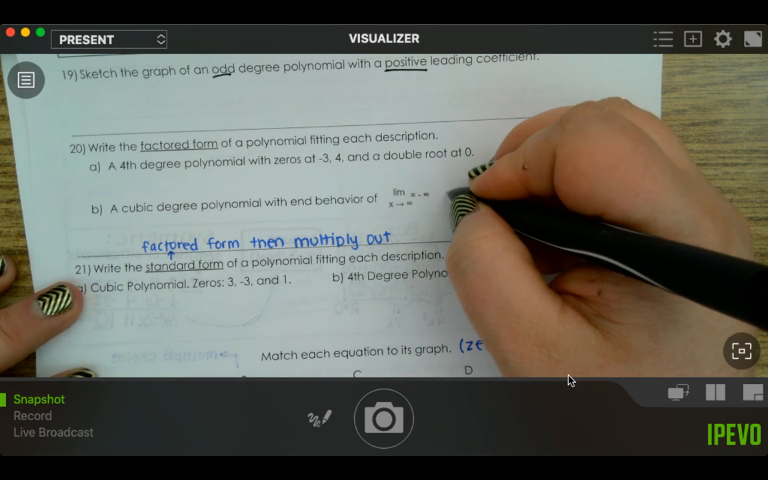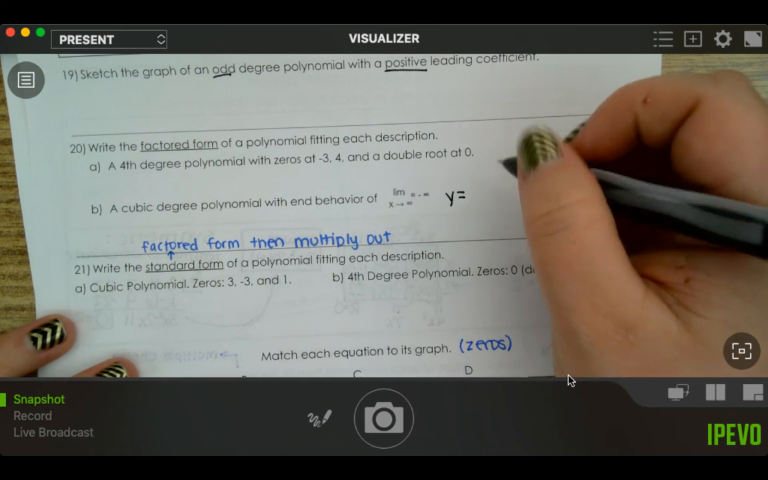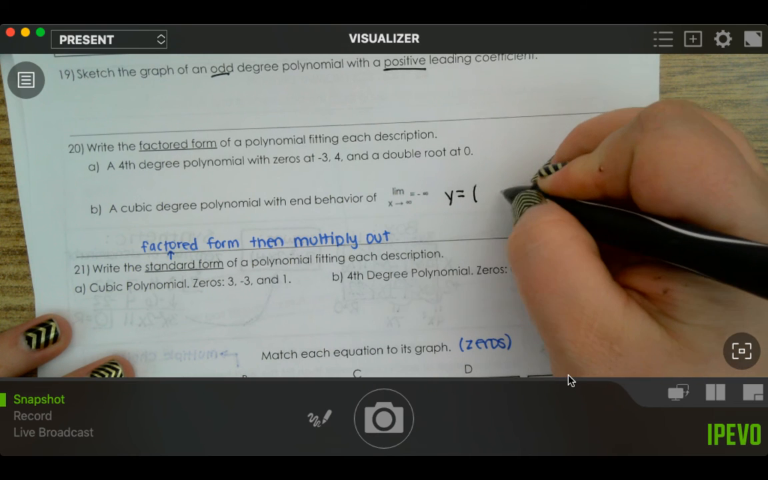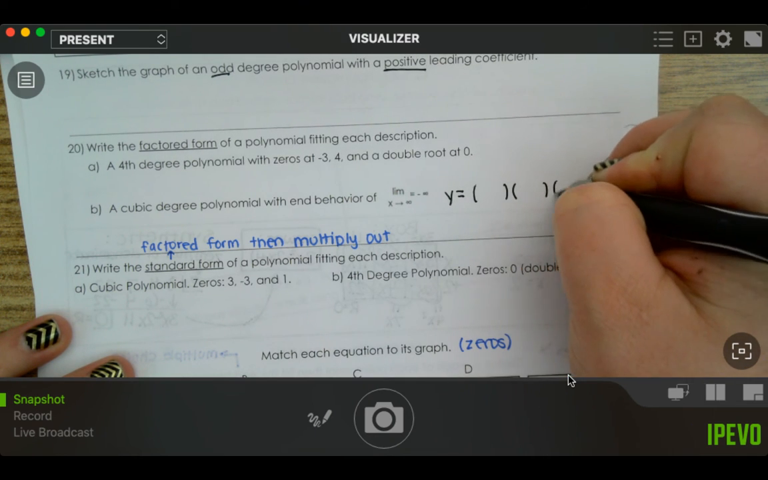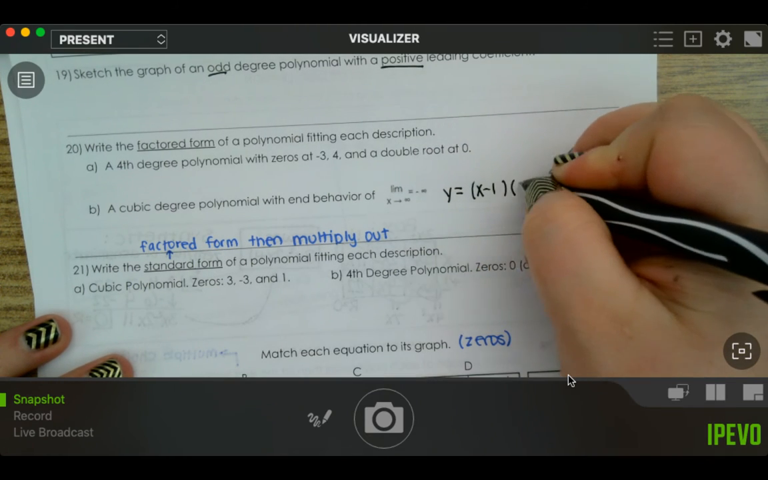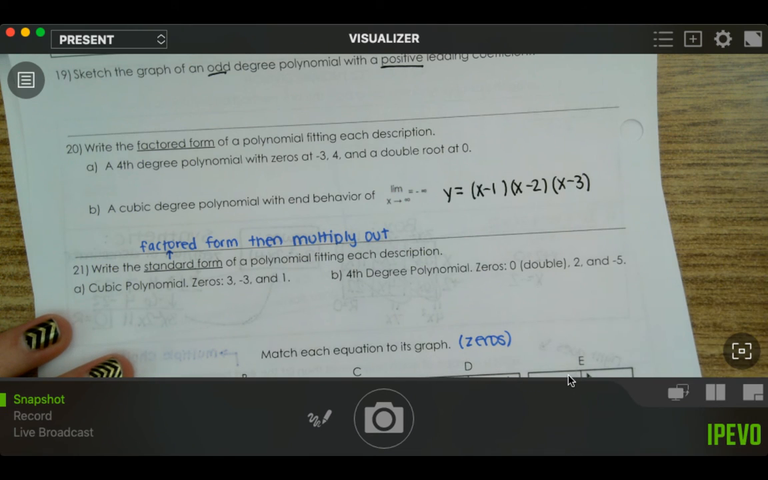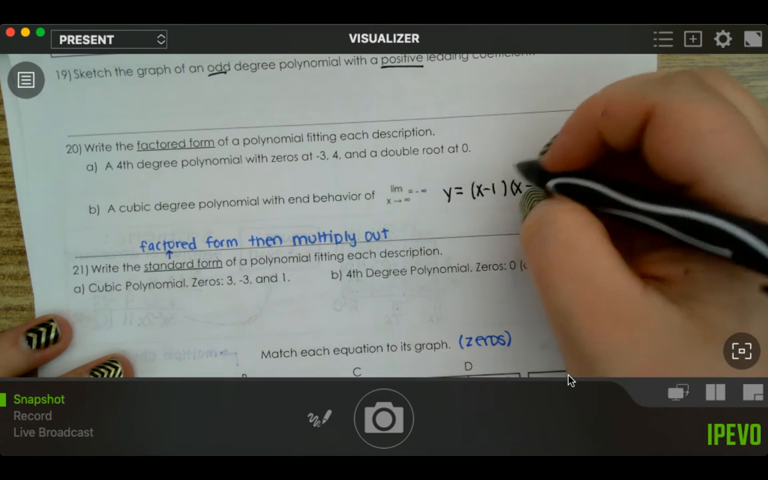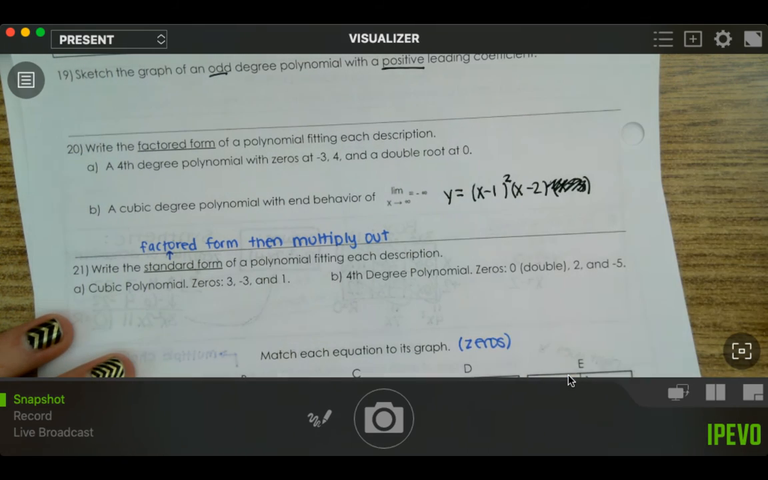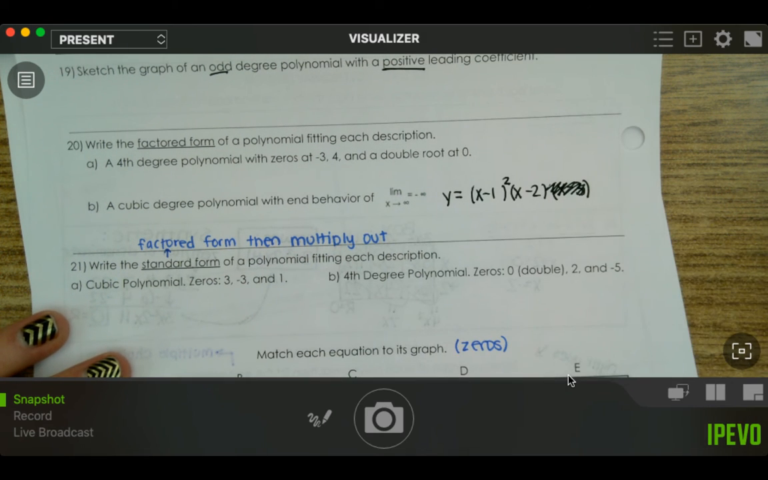So I'm going to start with y equals because it wants an equation. Cubic means that we're going to have 3 sets of parentheses. And guess what? It doesn't tell you what the zeros are, so you get to make up your own. So I'm going to go 1, 2, 3. You could also, if you wanted to, just say, oh, I want this one to be a double, and this one. That's technically 3 zeros as well. So there's unlimited options here.